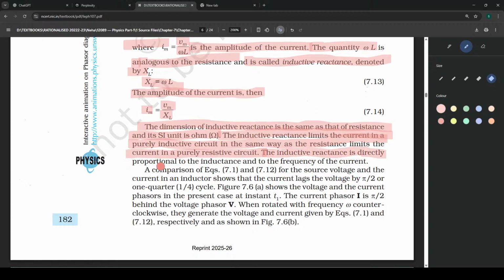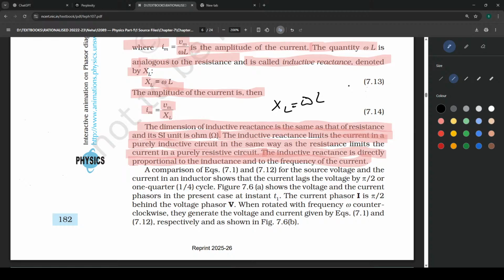Inductive reactance is directly proportional to the inductance and to the frequency of the current. Based on the formula XL equals omega L, we can say that the higher the inductance of a coil, the higher the inductive reactance of this coil. We can understand this logically by thinking that self-inductance opposes the flow of current. It is in the opposite direction of the current.